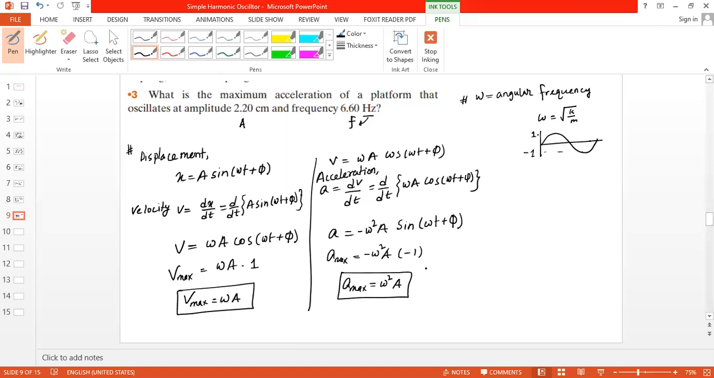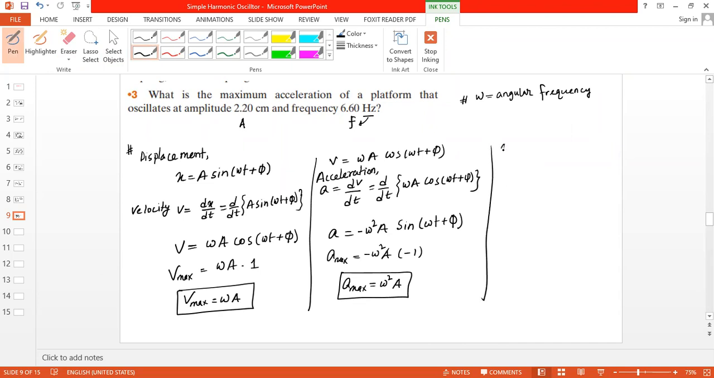And by the way, what is the relation between omega and frequency? You already know that, right? Okay, now let's solve the math.